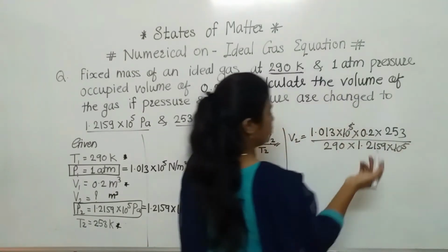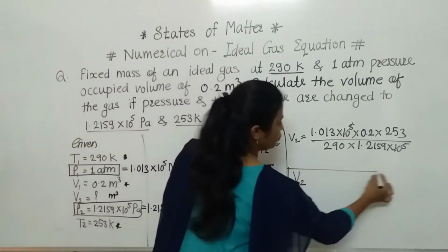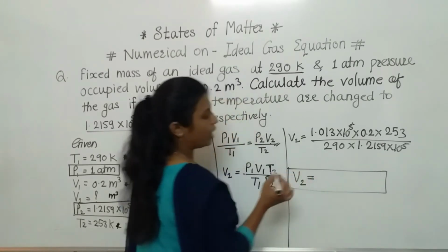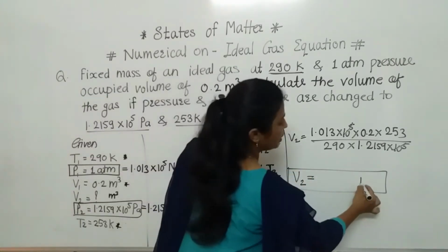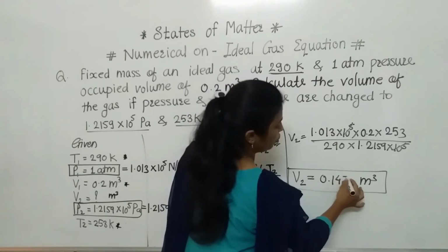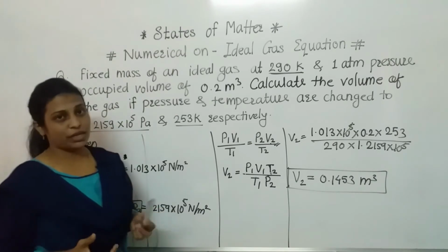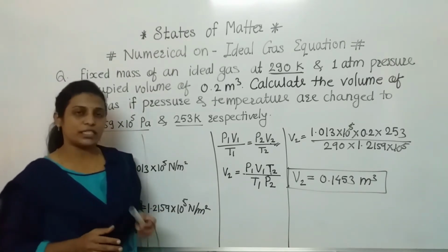So 10 raised to 5 and 10 raised to 5 will get cancelled. And finally, after this calculation, we will get the answer, and that answer is in meter cube. And what will be the answer? 0.1453. So in this way, we have completed our second numerical also. Now we are going to discuss the third numerical.